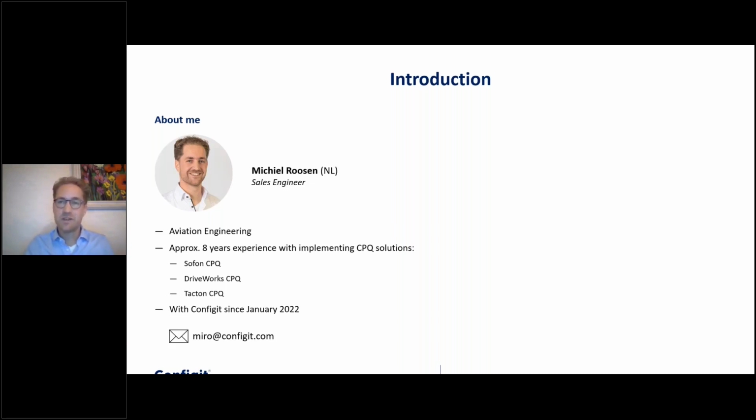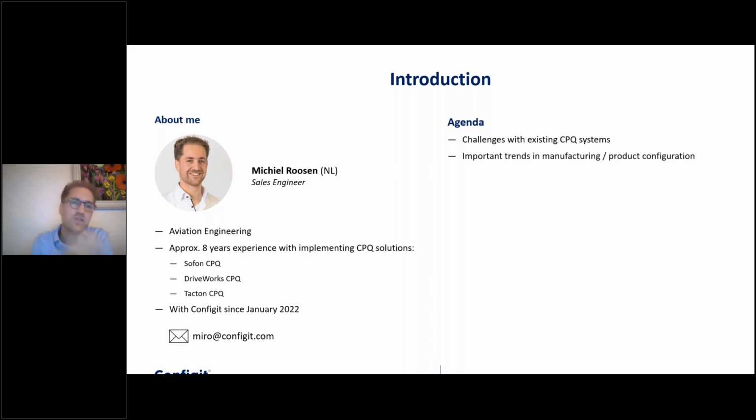So my agenda would be as follows. I first want to focus a bit on the challenges with the existing CPQ systems we have, and I will discuss what we also hear from our customers and our potential customers. What issues do they have these days? I also want to focus on what trends in manufacturing and product configuration are responsible for these challenges, and what they cost. I'm an engineer, I have an engineering background, so I'm always curious to know what these challenges cost.